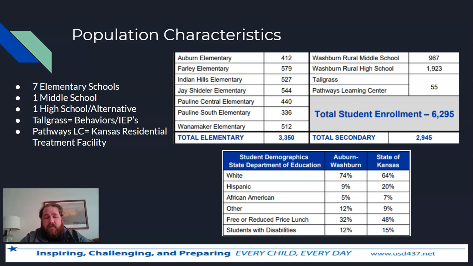At the bottom, we have our graph of the demographics of our school district. White is at 74% compared to the state average of 64%. Hispanic is 9% compared to 20%. Then we also have 12% of students with disabilities compared to the average of 15%. And 32% of our kids are on free or reduced price lunch, which is a bit lower than most districts right around us.